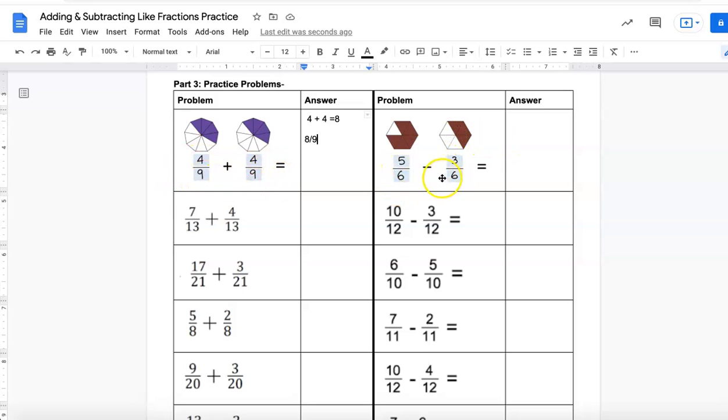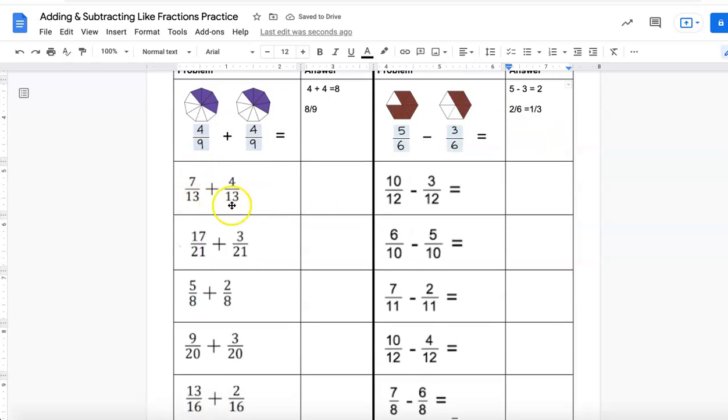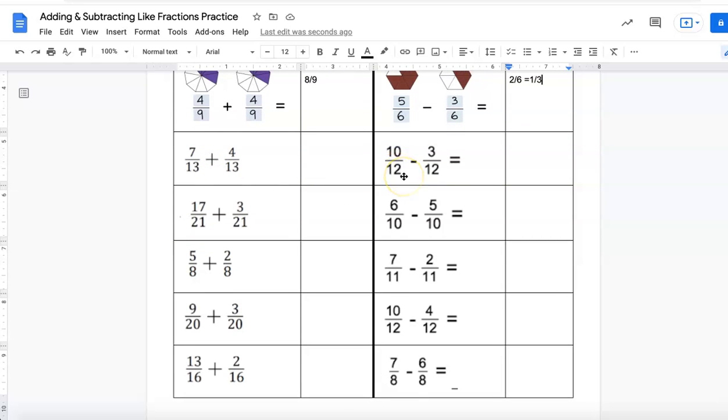Same thing when you're subtracting two fractions that have the same denominator. You subtract the top numbers, which is 5 minus 3, which is 2, and you put that number over the denominator of 6. And of course you could simplify 2 over 6 to 1/3 if you'd like. So the same thing is for the rest of these. You're going to add the numerators and put that number over the denominator. You never add the denominator for fractions.